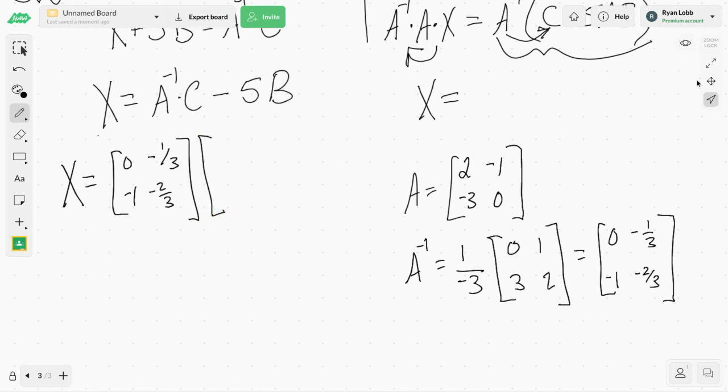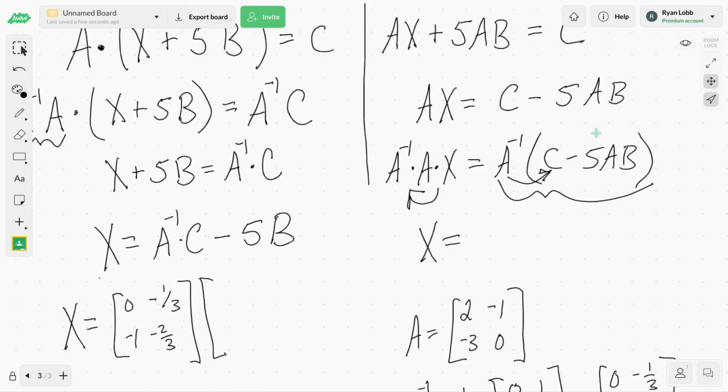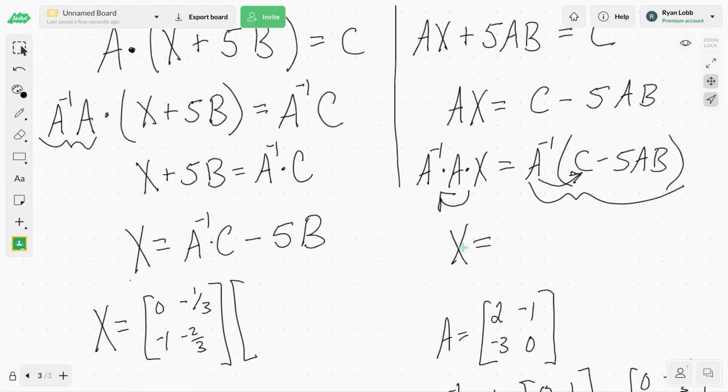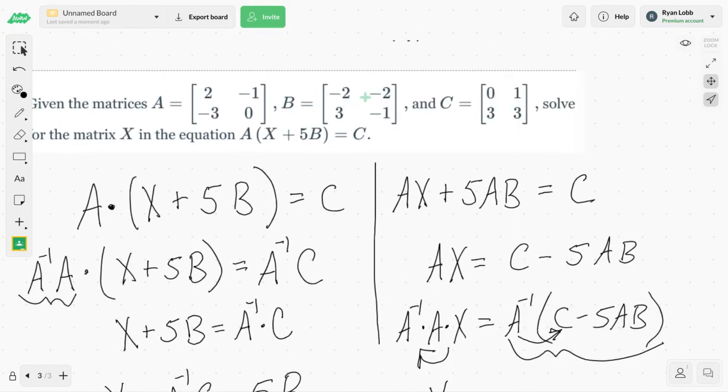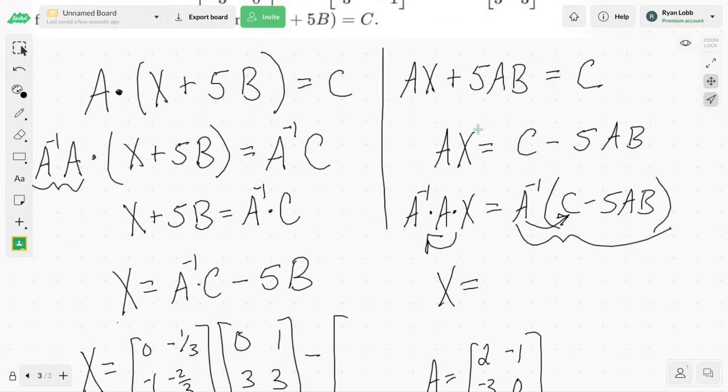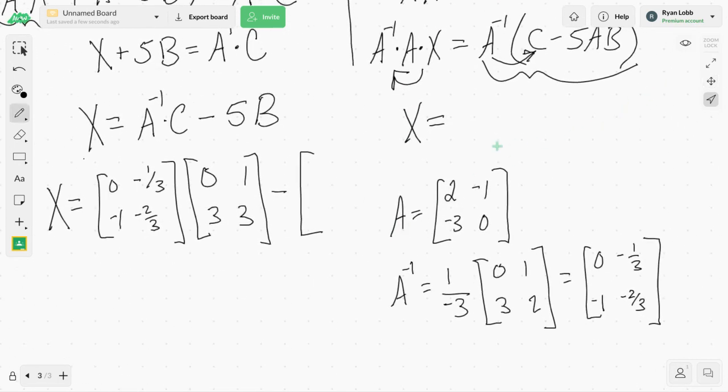times C. We go up here and we look at C. What's C? C is 0, 1, 3, 3. So I now have down here 0, 1, 3, 3 minus now 5 times B. I'm just going to distribute the 5 when I go up here. So 5 times B, 5 times this B, right? So 5 times -2, 5 times 3, 5 times -1. So -10, -10, 15, -5.